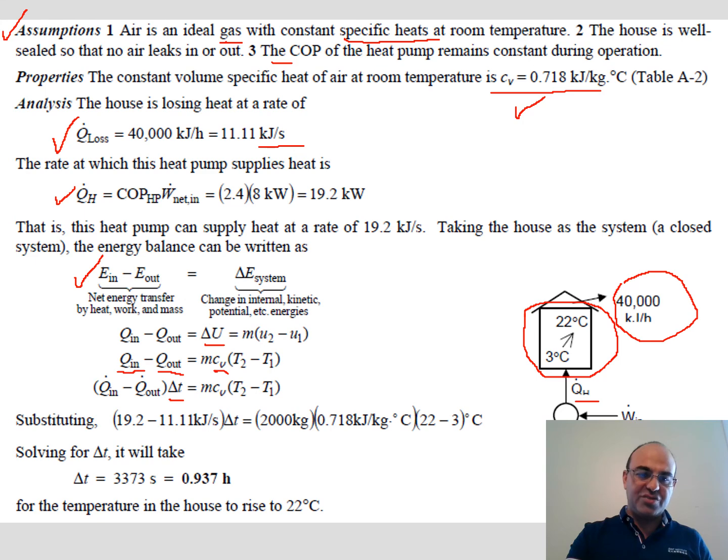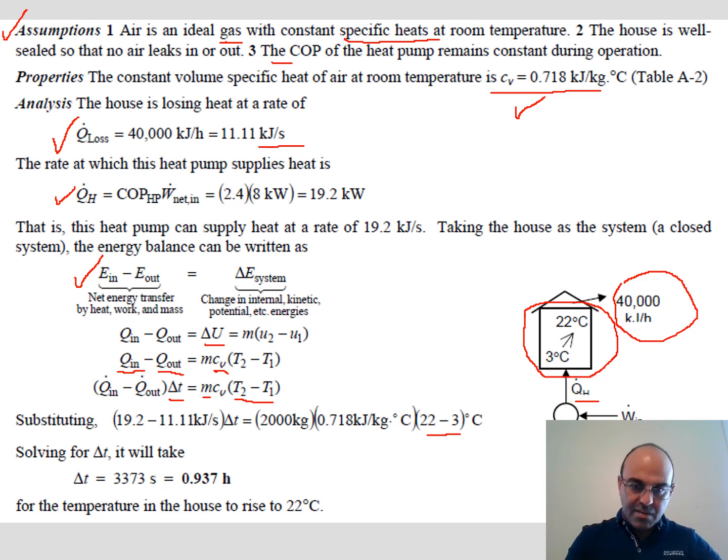So we do have this Q dot in, which is 19.2, and Q dot out, which is the heat loss. We have the mass of the air, which is given as 2000. We have C_V, and we have delta T. Here the temperature is in degrees C. Generally you should use temperatures in Kelvin, but since this is a temperature difference, it doesn't matter whether you convert to Kelvin or directly write degrees C. A temperature difference in Celsius is the same as a temperature difference in Kelvin.